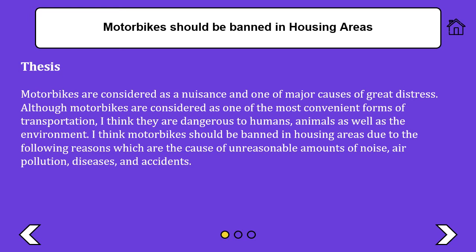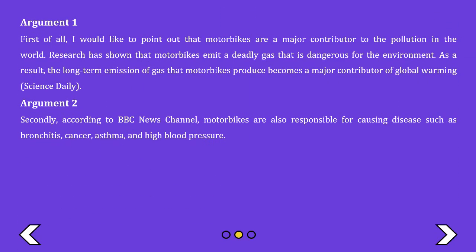I think motorbikes should be banned in housing areas due to the following reasons, which are that they cause unreasonable amounts of noise, air pollution, diseases, and accidents. First argument. First of all, I would like to point out that motorbikes are a major contributor to the pollution in the world. Research has shown that motorbikes emit a deadly gas that is dangerous for the environment. As a result, the long-term emission of gas that motorbikes produce becomes a major contributor of global warming.